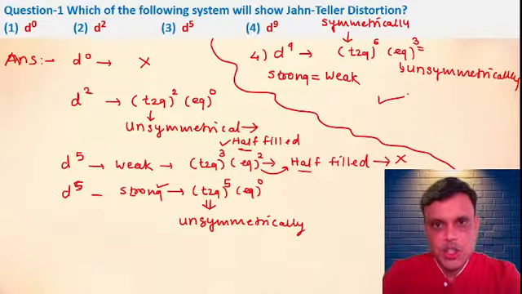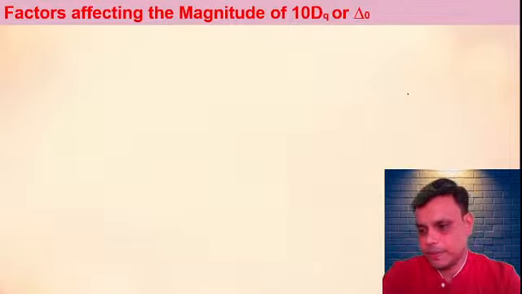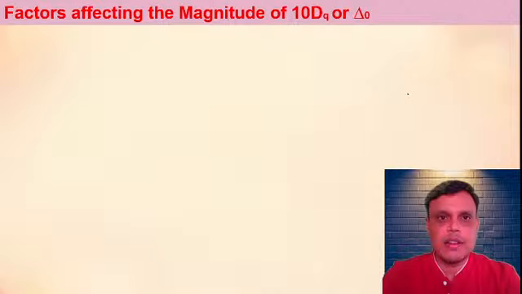Okay, let's go. Everyone is saying yes sir, everyone has understood. So we will move forward to the next point. Very simple point. It will require hardly 5 to 7 minutes. The next point is factors affecting the magnitude of 10 Dq or delta O.